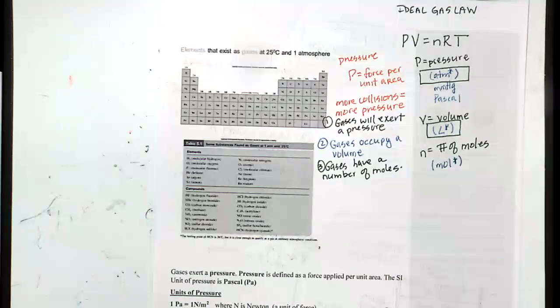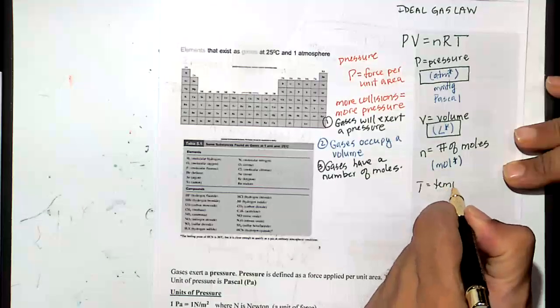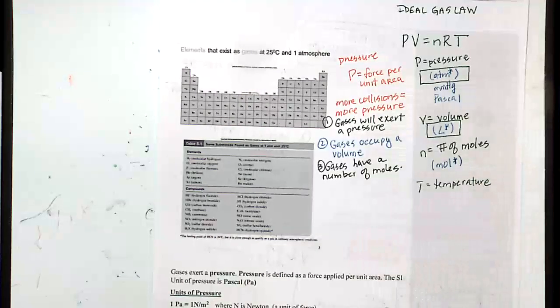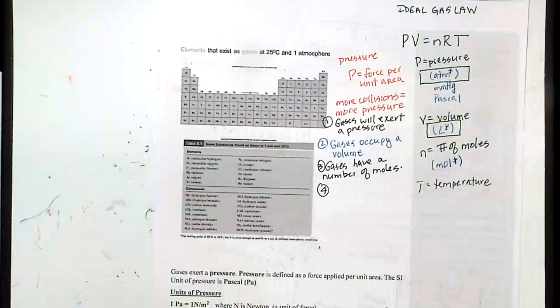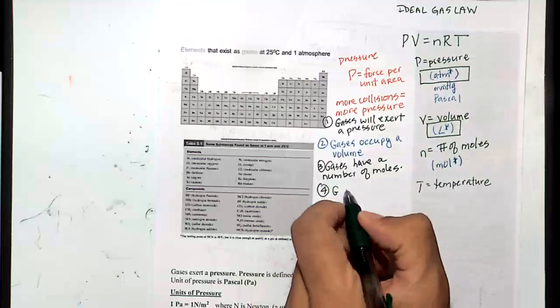And then finally we have T, which is temperature. Okay, temperature T. And the fourth thing is that gas is very much responsive to temperature. Gases react to temperature. You've raised the temperature. What do you think will happen? More collisions. Gases will get more kinetic energy. Okay, so gases really respond to temperature.